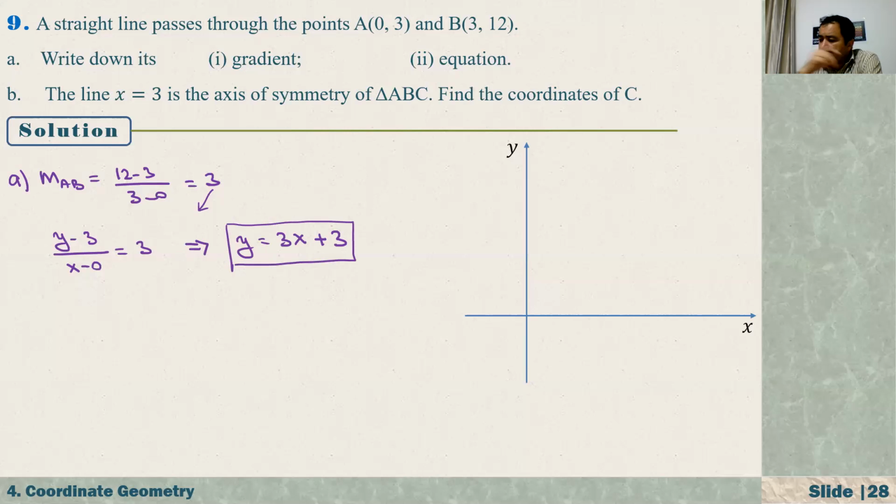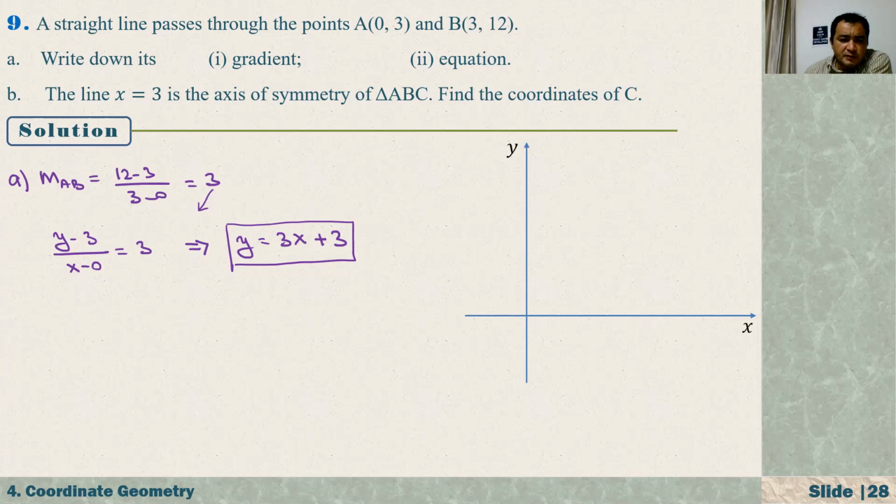And question B says that the line x equals 3 is the axis of symmetry of ABC. Find the coordinates of C.